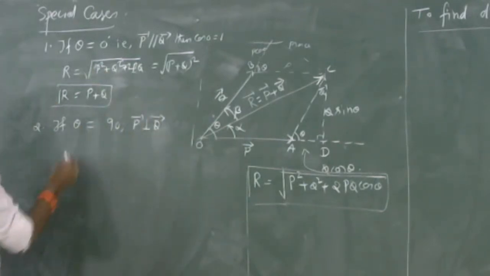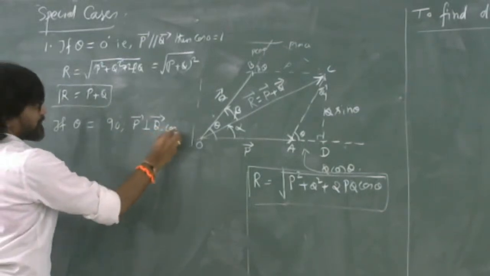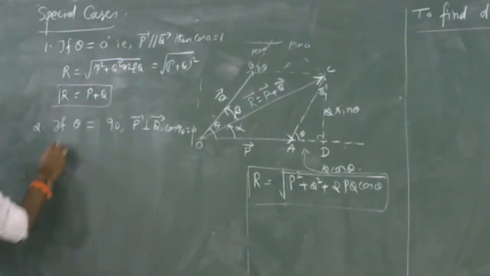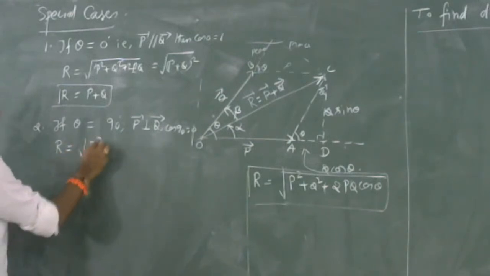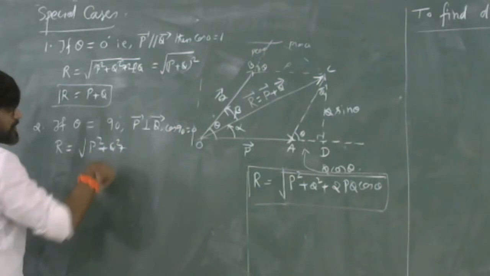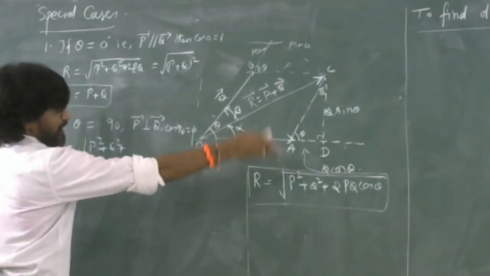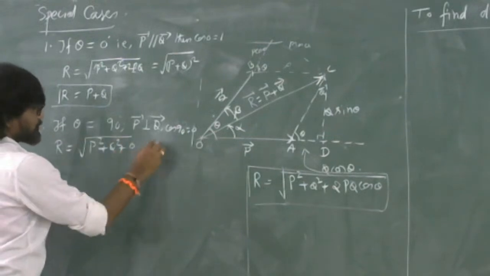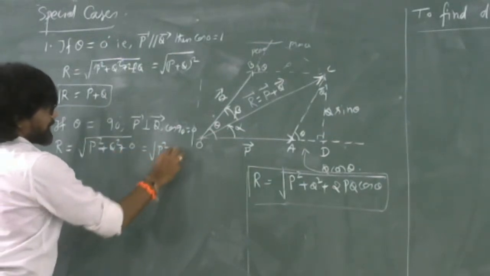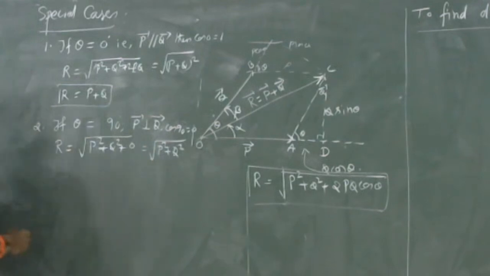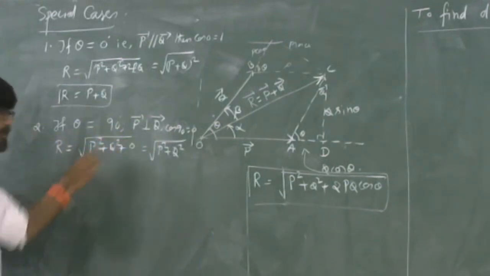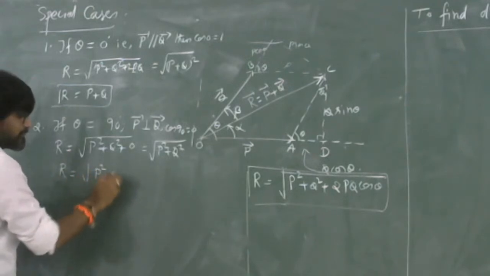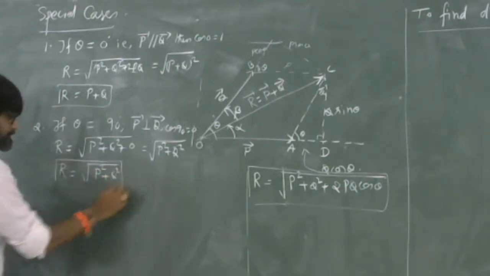Right? Then cos 90 is how much? Cos 90 is 0. Then R is equal to square root of P square plus Q square plus 2PQ cos theta. Cos theta is 0, so this term will be 0. So it is equal to square root of P square plus Q square. When two vectors are perpendicular to one another, the resultant is square root of P square plus Q square.